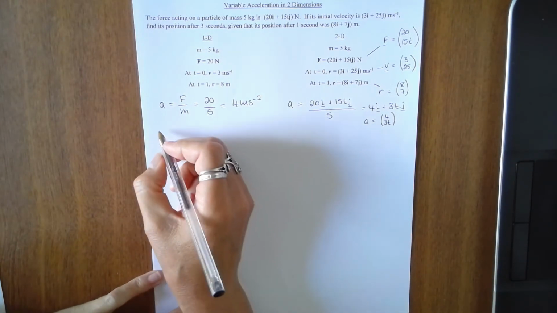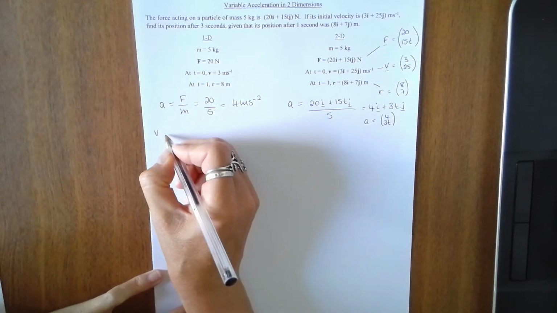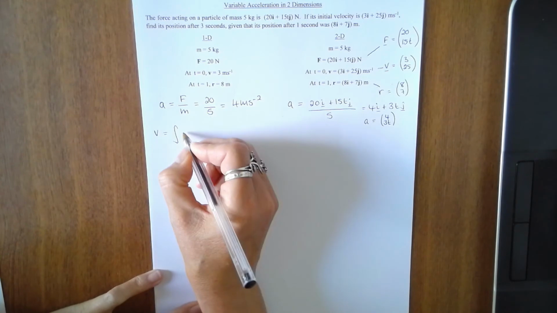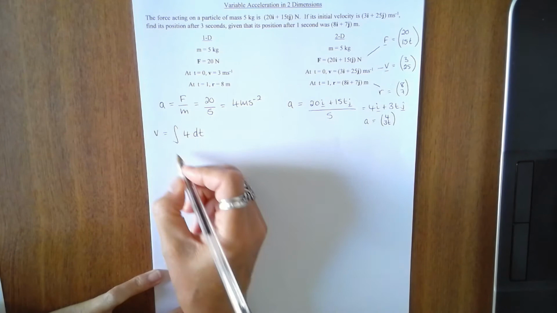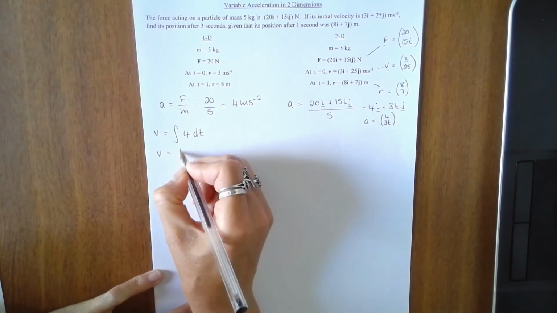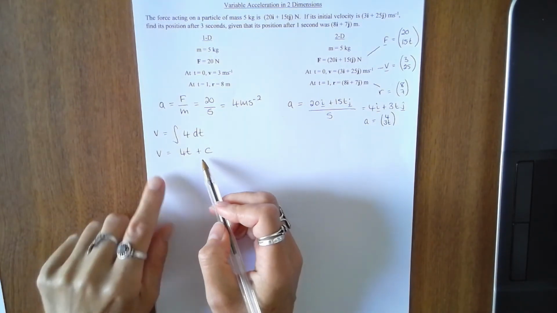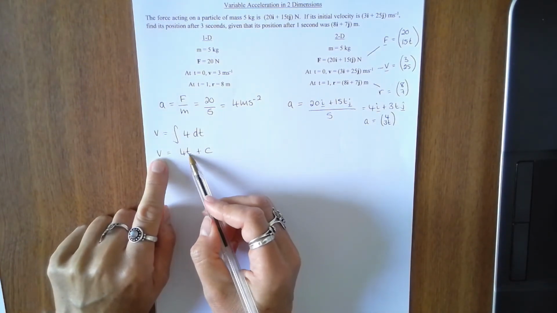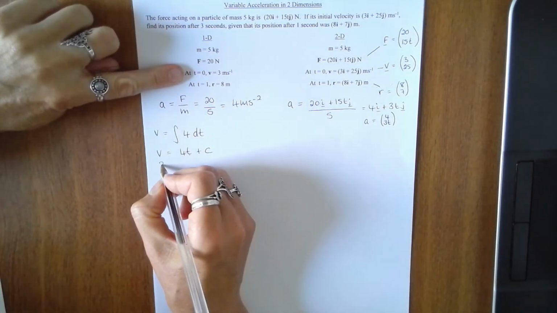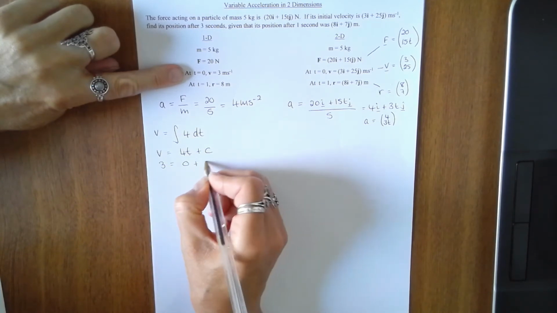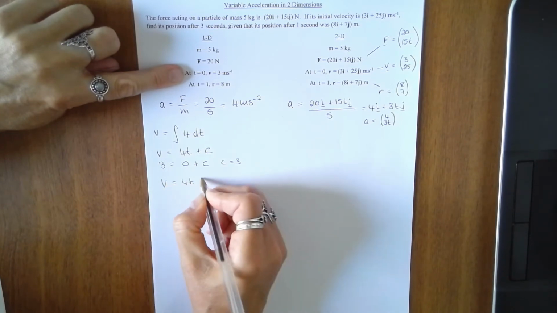So in 1 dimension, I would integrate acceleration to find velocity. So velocity is equal to the integral of acceleration. Here that's 4 with respect to t, time. So v equals 4t plus a constant of integration. And now to find the constant, we need some conditions linking velocity and time, which we have here. So at t equals 0, v equals 3. So that means that c equals 3, and our new velocity equation is 4t plus 3.